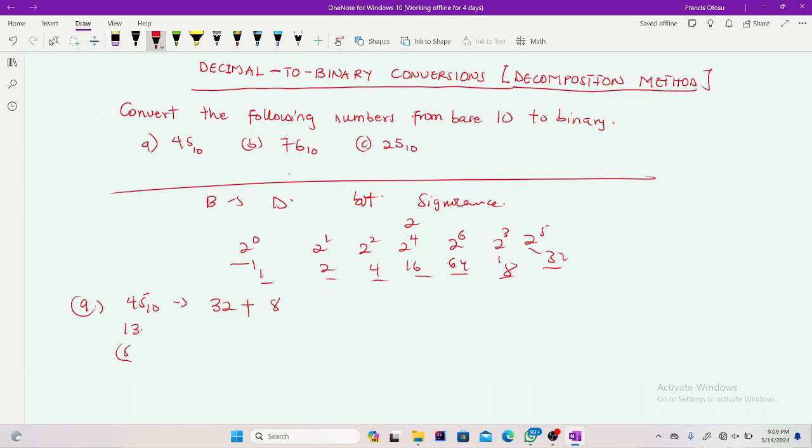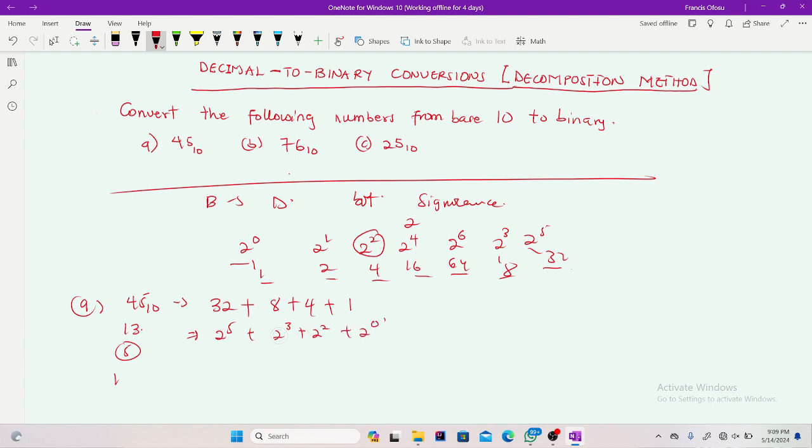Remember, we are left with 5. What highest power can fit into 5? 2 to the power of 2, which is 4. So that is 44. Then we'll be left with 1, which is obviously 2 to the power of 0. So from here, just write 2 to the power 5 plus 2 to the power 3 plus 2 to the power 2 plus 2 to the power of 0.